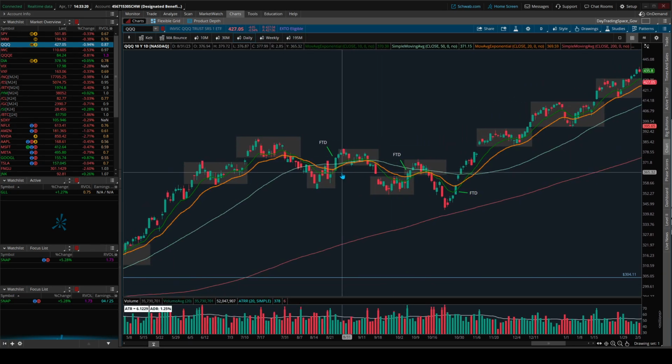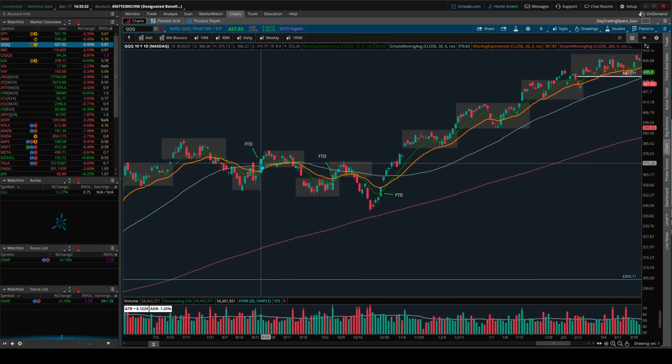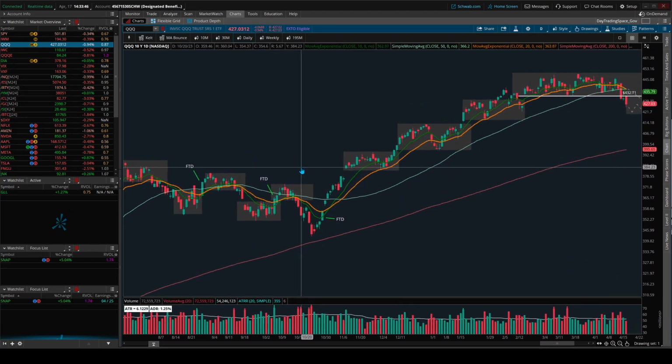So you could see that we had multiple follow-through days, 2 of which failed throughout the correction of summer 2023. But when you get a follow-through day, you generally will have some kind of momentum that follows in the days after it. So it's a great time to go long, and I'll always have exposure when you have a follow-through day.